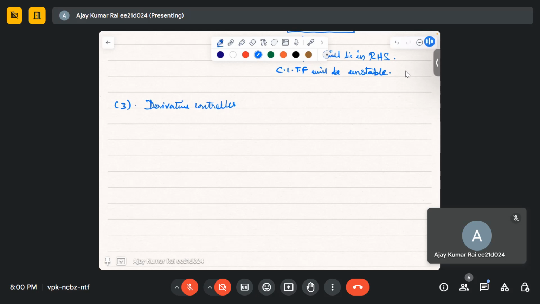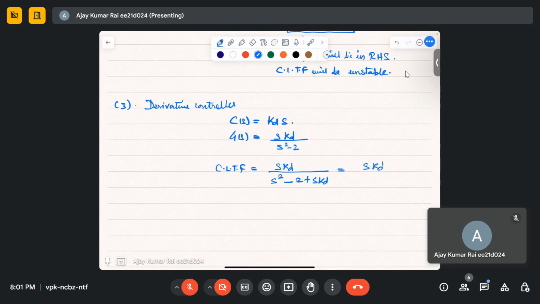Okay, so derivative controller, what is that? C of s is Kd into s. Okay, so what is G of s? S into Kd by s square minus 2. And what is the closed loop transfer function? S into Kd by s square, directly I'm writing plus s into Kd. So you can directly write s square plus s into Kd minus 2.